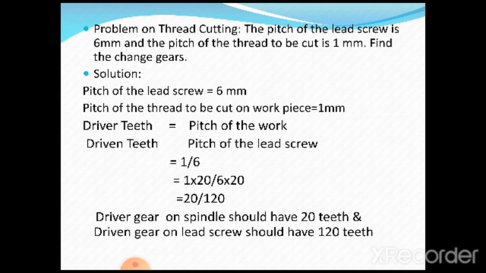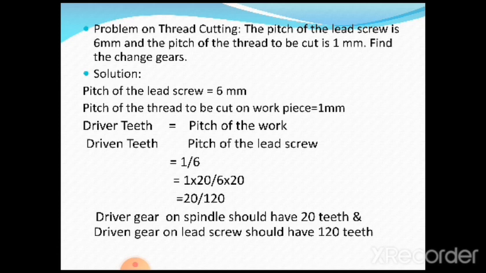We require to convert it into the required teeth of the gear. It can be multiplied with any number. So 1 is multiplied by 20 in the numerator, divided by 6 into 20. Why we have multiplied by 20, I will explain in the next slide. So 1 into 20 divided by 6 into 20 is equal to 20 divided by 120. So what is the conclusion? The conclusion is that I have to use the driver gear having 20 teeth.